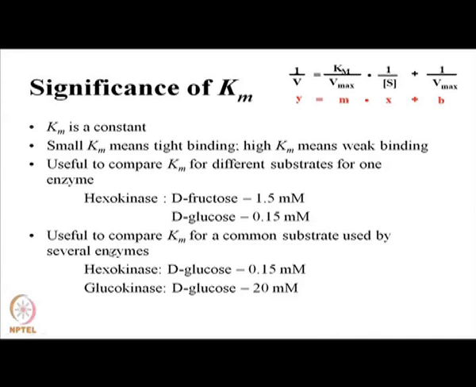It is also useful to compare Km for a common substrate used by several enzymes like hexokinase and glucokinase. For hexokinase D-glucose case, it is 0.15 millimolar, whereas for glucokinase D-glucose it is 20 millimolar. So, this value is higher compared to this value. So, we can compare whether the binding is stronger or the binding is weaker.